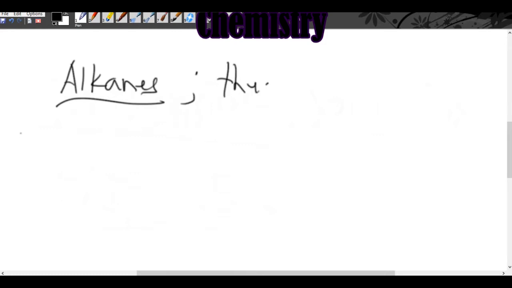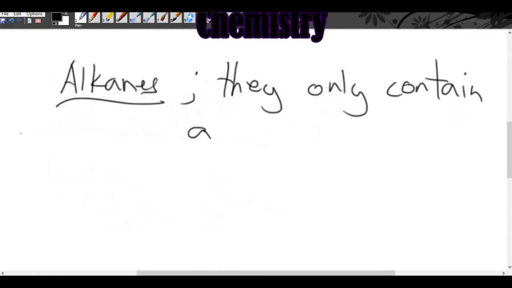Now, first of all, welcome to organic chemistry, where we're going to introduce ourselves to every molecule. And these 3 are, I think, the basics upon all. The first is called alkanes. Now, alkanes are actually the ones that only contain a single bond. Sorry for the terrible writing, they only contain a single bond.